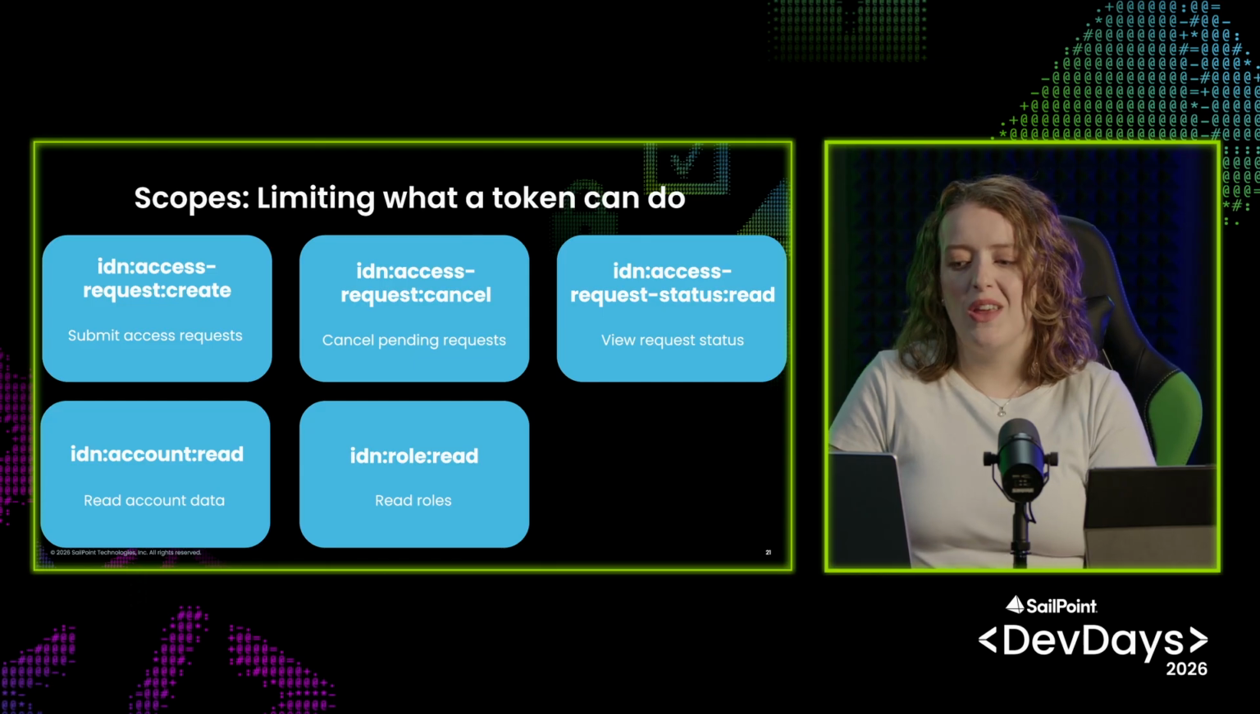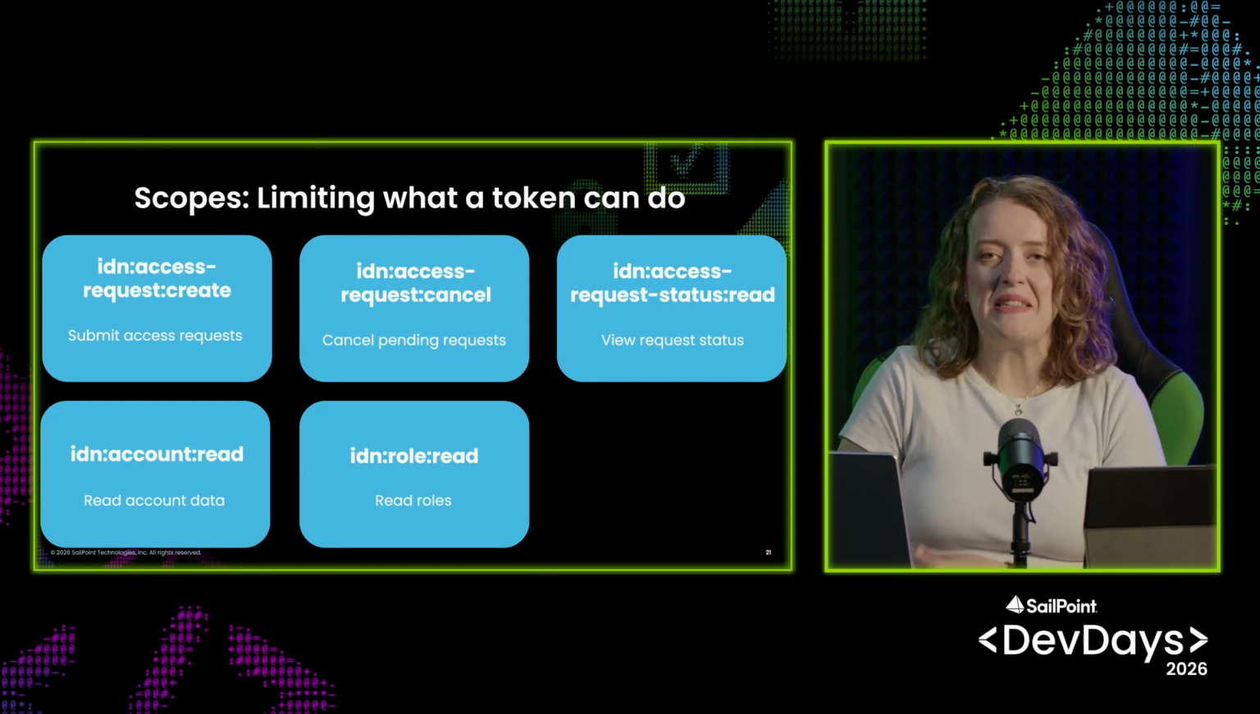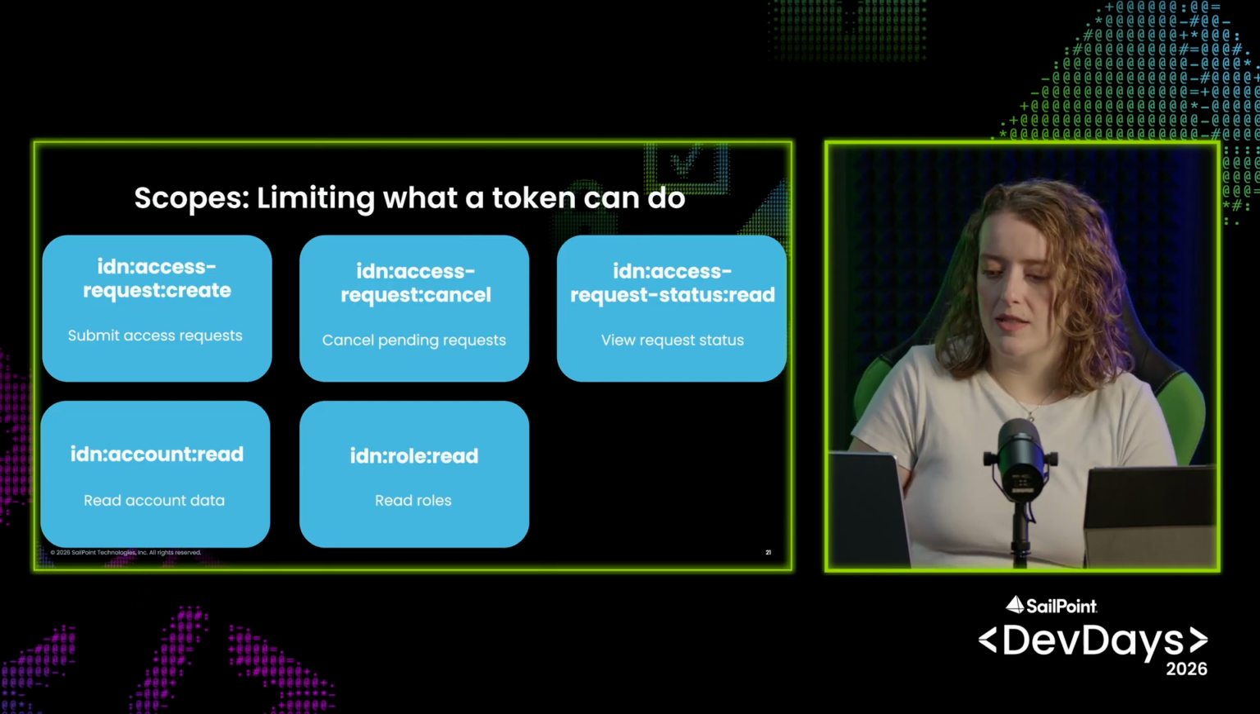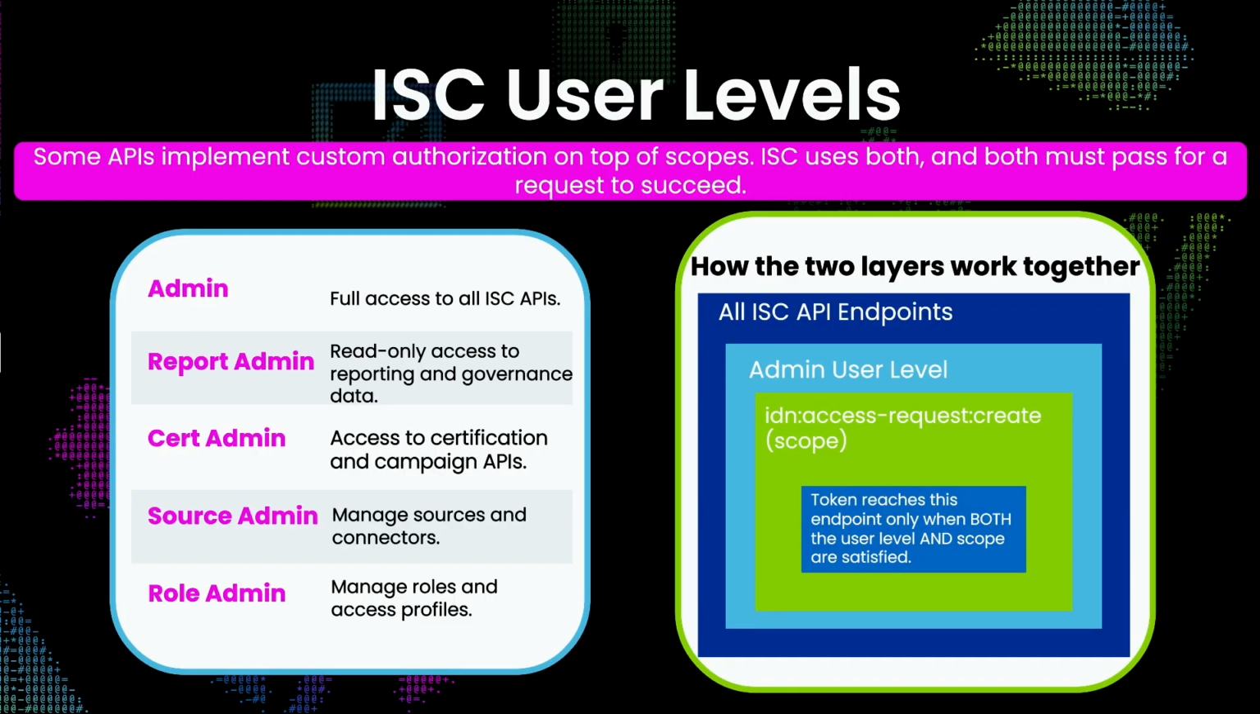But scopes aren't the only layer here. ISC has a second authorization check sitting on top, and these are user levels. Some APIs in ISC implement custom authorization on top of scopes. ISC uses both, and both must pass for the request to succeed. If not, we'll get a 403 error. User levels are assigned to the user or service account that your personal access token authenticates as, and they set that broad ceiling for access.